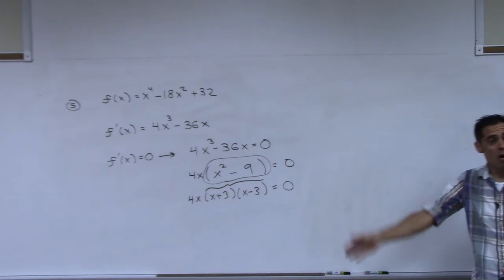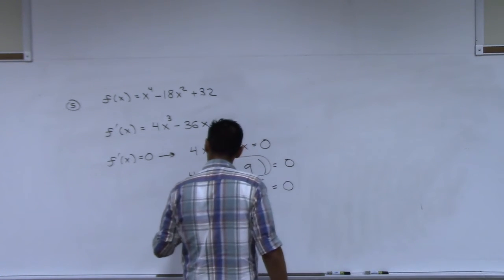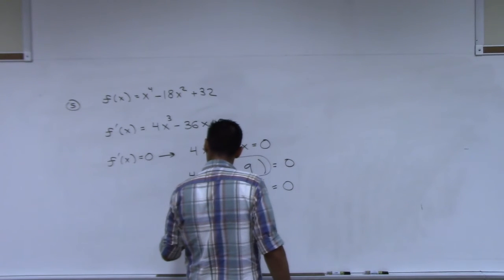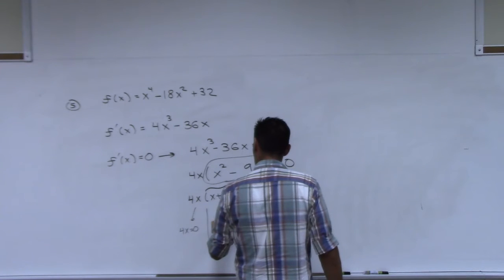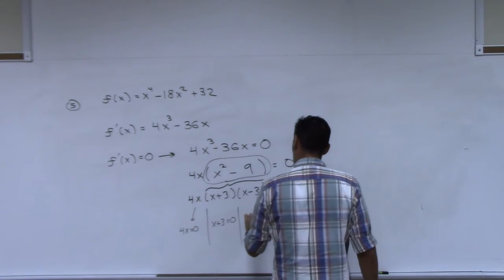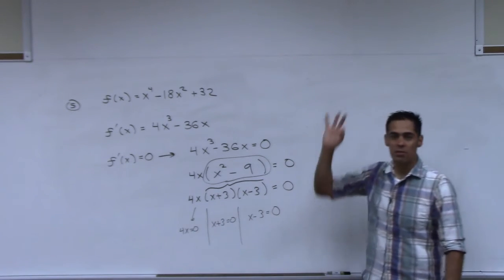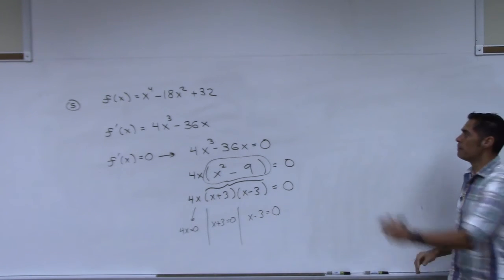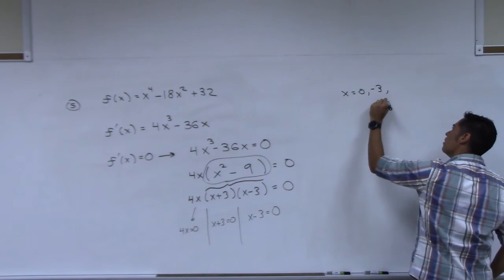Now you can set all of them equal to 0. So I can set this to 0. I can set x plus 3 to 0, and x minus 3 equal to 0. So 3 separate things equal to 0. We should get 3 different answers. What are they? X is 0, negative 3, and 3.